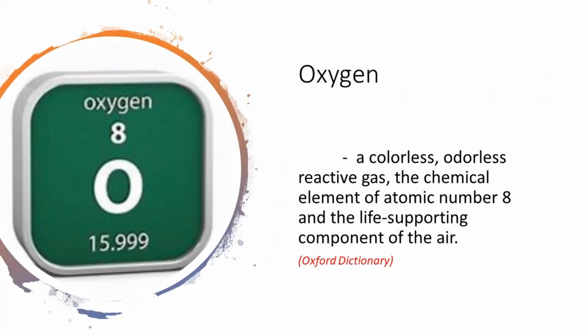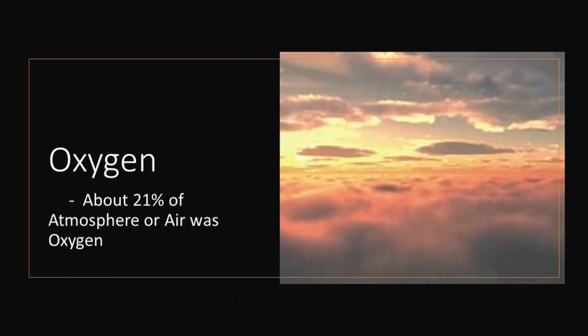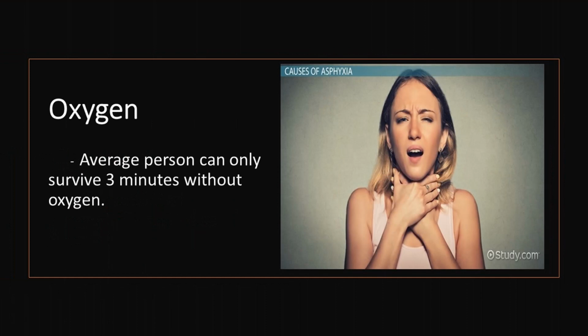Now, let us talk about the oxygen. Oxygen refers to the colorless, odorless, reactive gas that were abundant in the Earth's atmosphere. Oxygen has an atomic number of 8 and it is the life-supporting component of the air. 21% of air, or the Earth's atmosphere, were composed of oxygen. An average person can only survive for about 3 minutes without breathing oxygen.